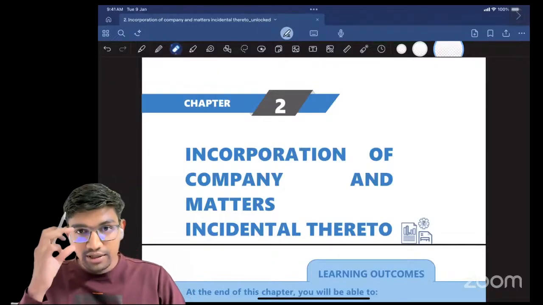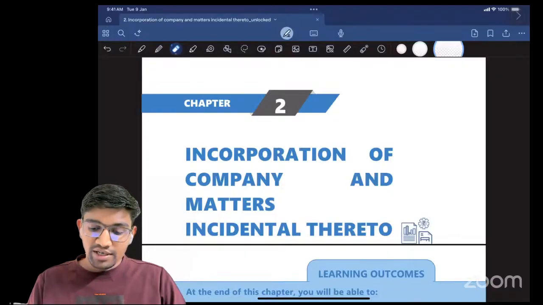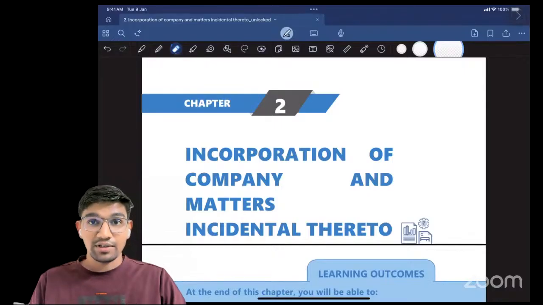An OPC cannot be incorporated or converted into a company under Section 8 of the Act. Further, an OPC cannot carry out non-banking financial investment activities, including investment in securities of any body corporate. Now, indicate the name and consent of the nominee.